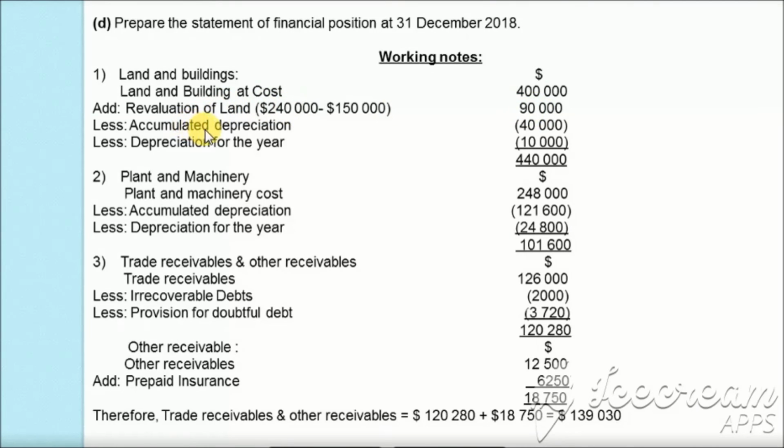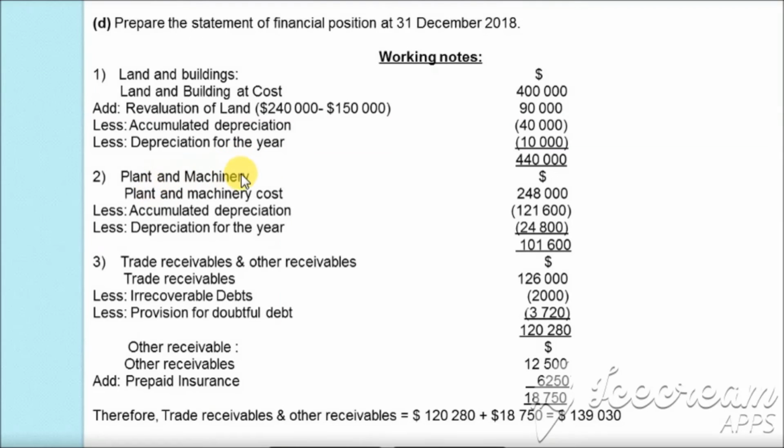Then we are going to subtract the accumulated depreciation on building, which was given as $40,000, and the depreciation for the year is $10,000, and hence we get the net book value for land and building, which will be mentioned in the statement of financial position as $440,000.